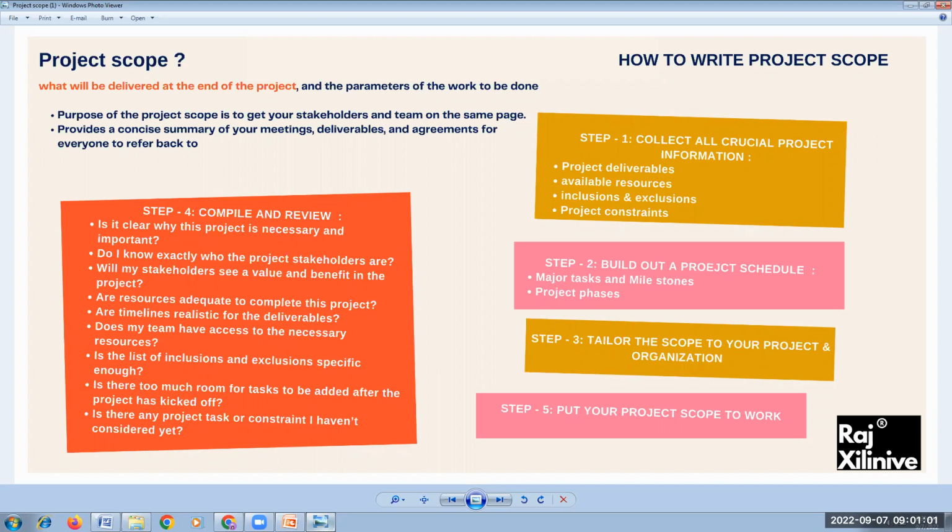Next, at the same time, is there any project task or constraint I haven't considered so far? Means, have we taken all the project tasks when we are developing the solution, or is there anything which we have left over? So that also we need to see.